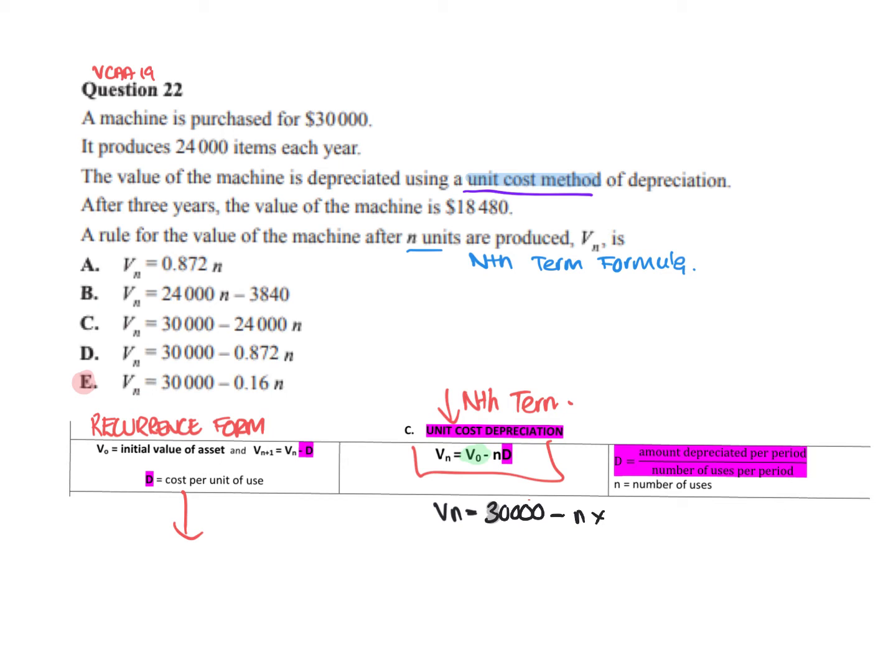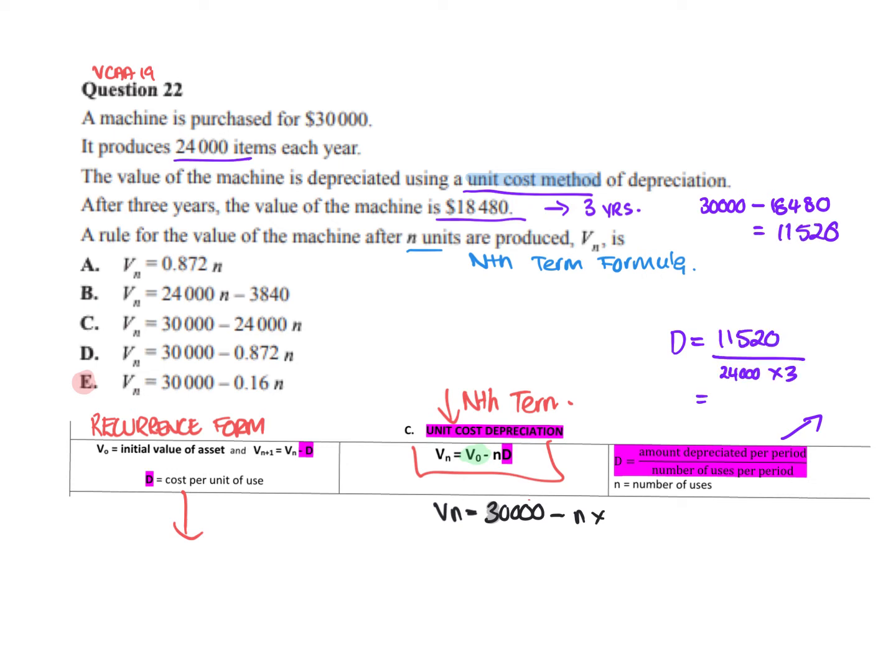So I look over here, this is the amount depreciated per period divided by the number of uses. So I'm going to work out the amount it depreciated. We could work this out because we have been given the 3 years mark, so it's now worth that. So how much did it depreciate? It went from 30,000 down to 18,480. So that's going to give you how much it depreciated.